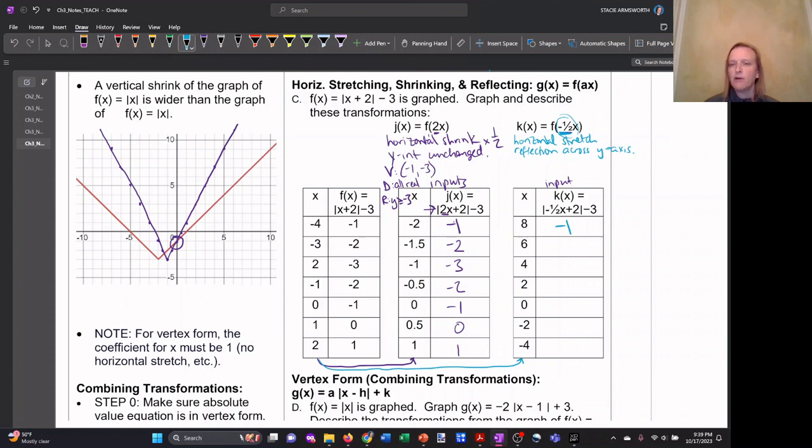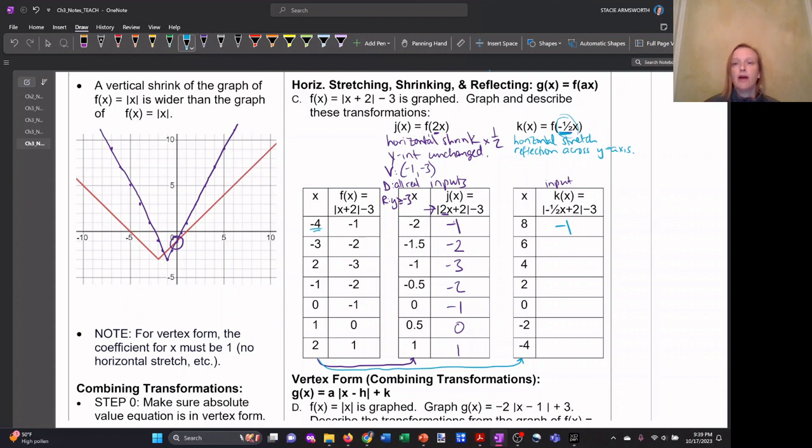So let's see how this works. When I plug 8 into the function, I multiply 8 by -1/2, which brings me to -4, which was my original input value. -4 plus 2 is -2. Take the absolute value is 2, and then 2 minus 3 is -1.